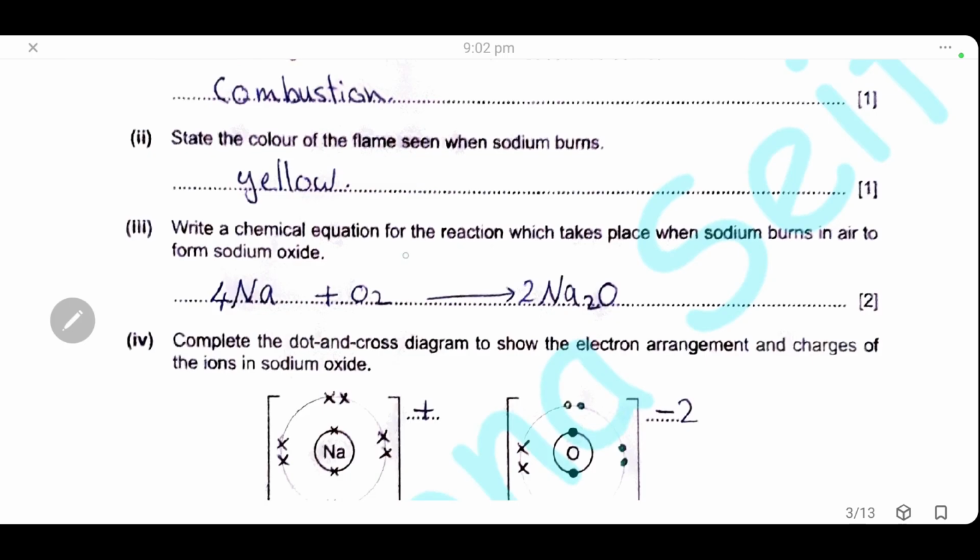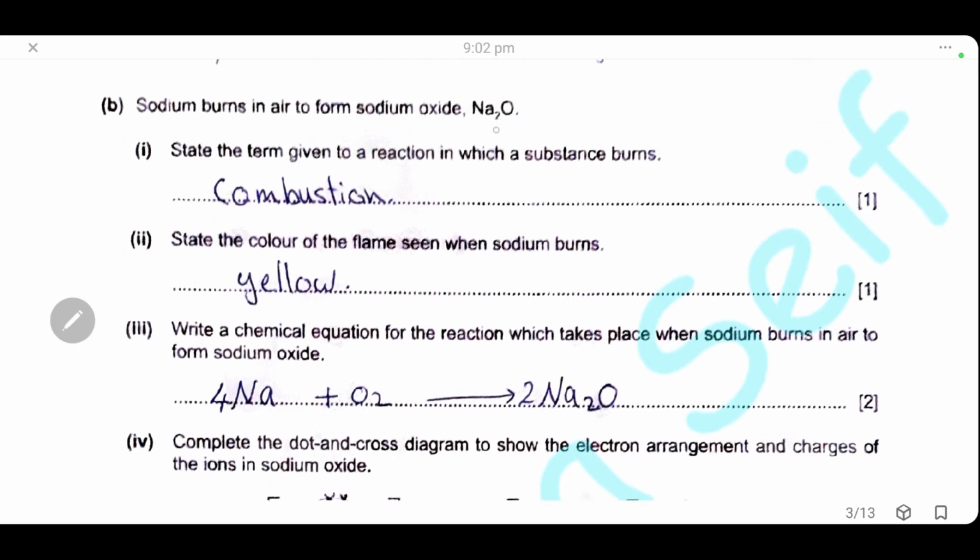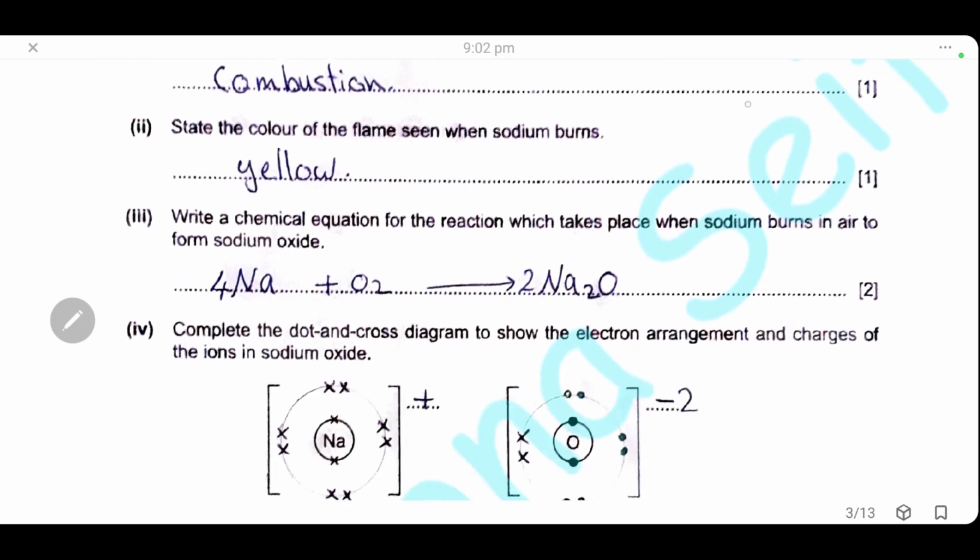Write a chemical equation for the reaction which takes place when sodium burns in air to form sodium oxide. So we write sodium plus oxygen gives sodium oxide, and the formula of sodium oxide is already given here. But remember that this equation is for 2 marks, so you have to balance the equation. Here we have 2 oxygen, so we multiply this by 2. Now we have 4 sodium, so we multiply here by 4.